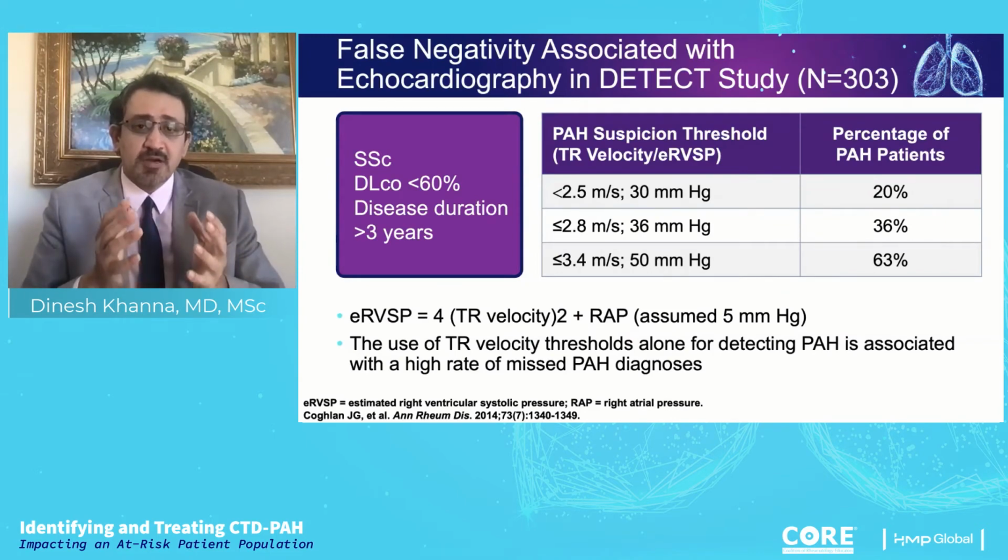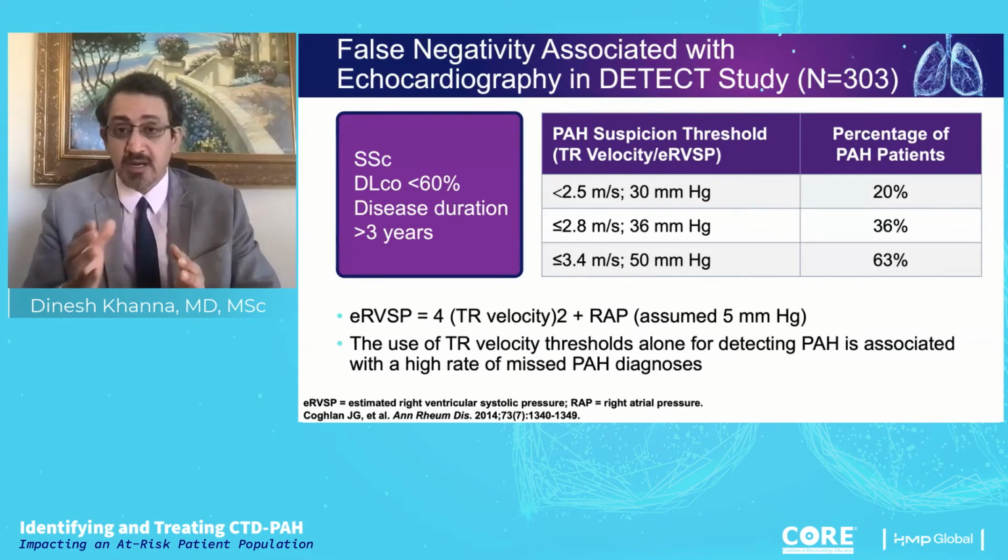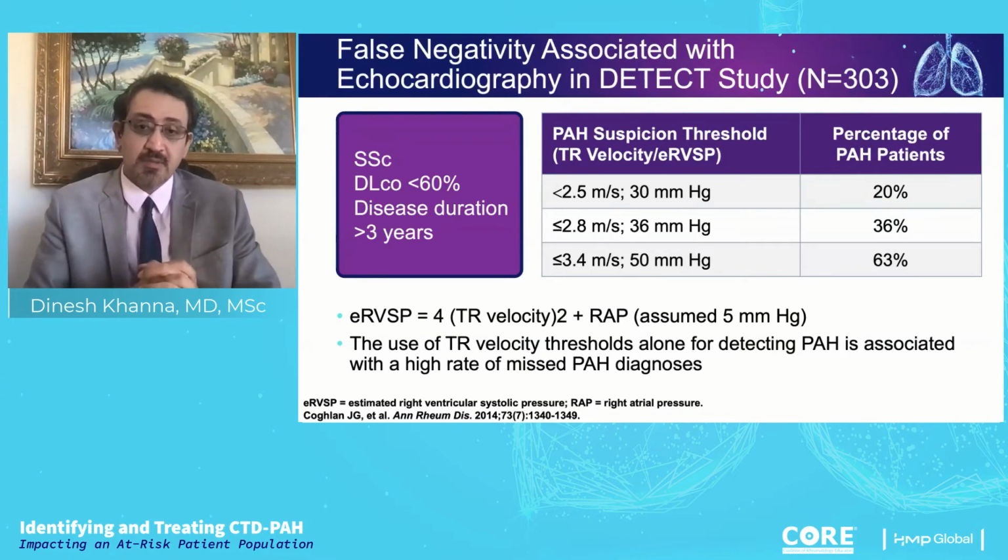This slide talks about the false negativity associated with echocardiography. We showed that echocardiogram is a wonderful, excellent tool for diagnosing severe pulmonary hypertension. But is it a good tool by itself to detect early pulmonary hypertension? Here are the patients who had scleroderma, diffusion capacity of less than 60% and a disease duration of greater than 3 years, who had echocardiogram and right heart cath at the same time.